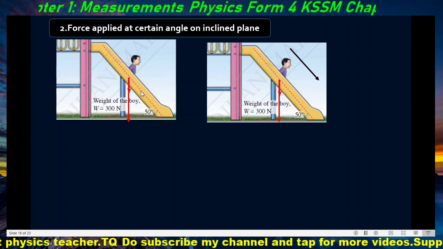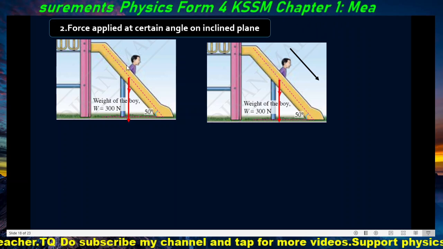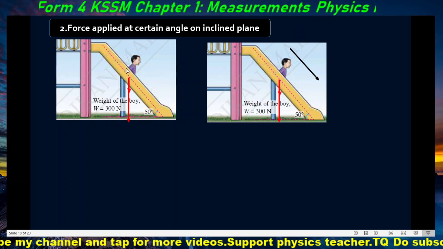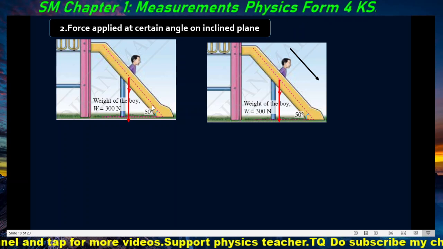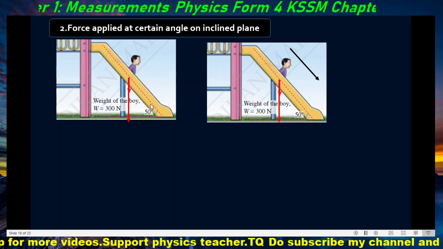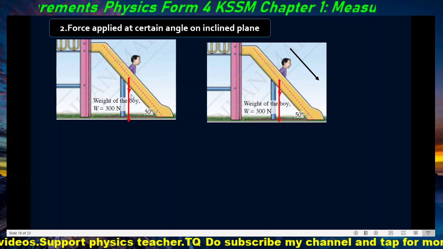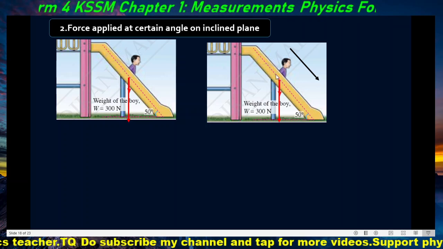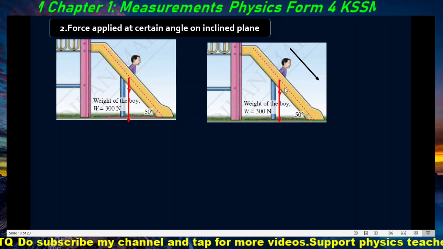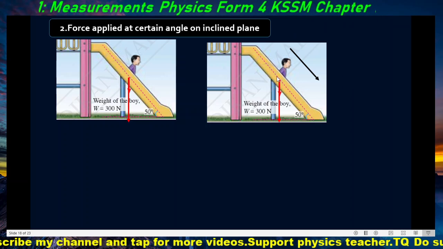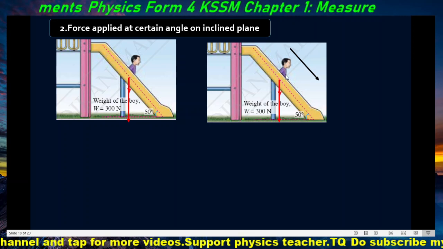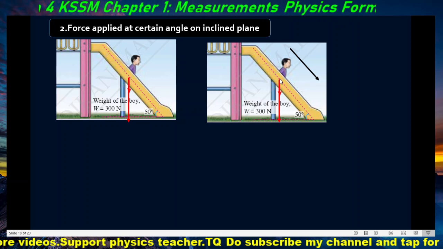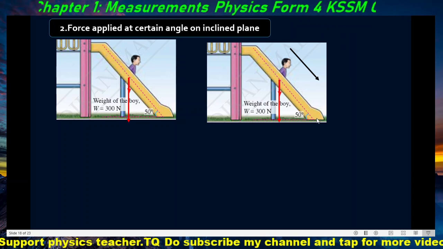In this case, we assume the slider is a smooth slider, which means there's no friction. The boy slides down due to the weight of the boy. As you can see, the direction of the boy's slide is parallel to the inclined plane, meaning the force that caused the boy to slide down must be a component of force parallel to the plane.